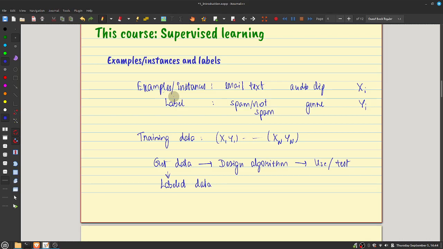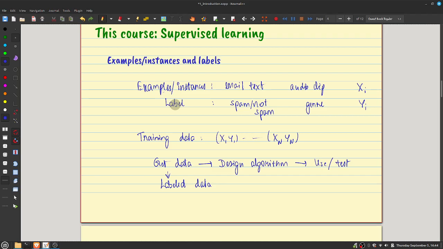But in this course, we'll assume that the data that you have is fully labeled. Right? The training set or the training data that you're given is such that for each example or instance, you know what the correct label is. You want to design an algorithm which will do well in the real world. Even if you observe something which is not in your training set, it still has to do well.